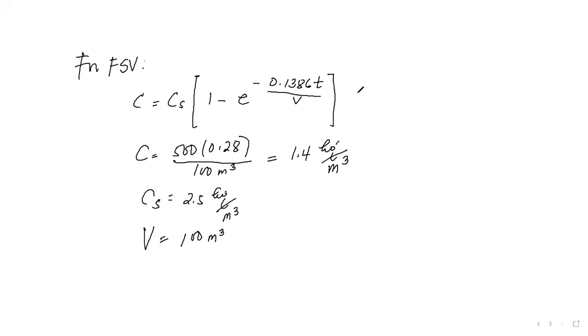So if we substitute into this equation, you will have 1.4 being equal to 2.5, and then you have 1 minus e raised to negative 0.1386. You have the time, which is the one we're looking for, and the volume of the vessel, which is 100 cubic meter. So you will have here a time in seconds, because our time in achieving this constant 0.1386 is in seconds. So the time that we'll be getting here also in the full scale vessel is in seconds.